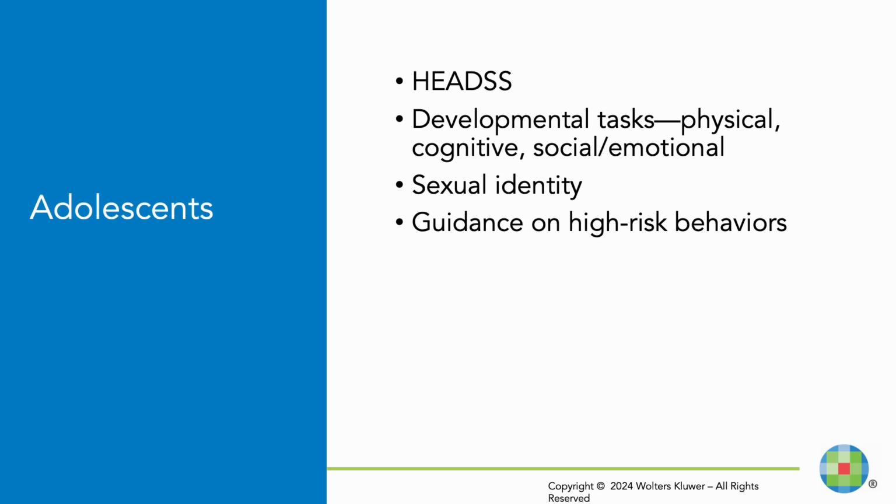Now for adolescence, there's an acronym we use called HEEADSSS. And that's where we ask about home, their education or maybe their employment, activity, drugs, sexuality. These are important things to assess for. Suicide, safety, any physical, cognitive, social, and emotional developmental tasks that they're not reaching. In this day and age, sexual identity is very important, gender identity.